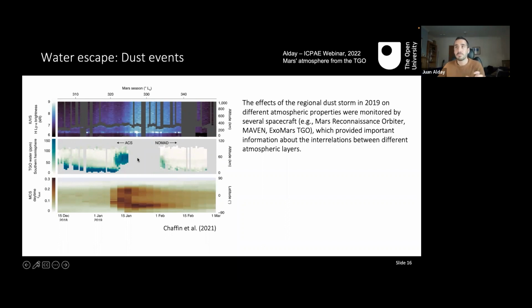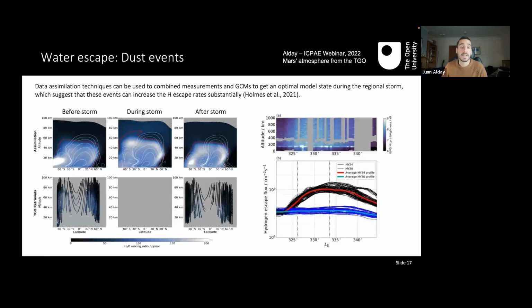So in order to estimate how the atmosphere looked during that part of the storm, James Holmes and colleagues used a technique called data assimilation, in which essentially you feed measurements to a GCM in order to constrain the GCM and get an optimal state for the model. So that's what they did.